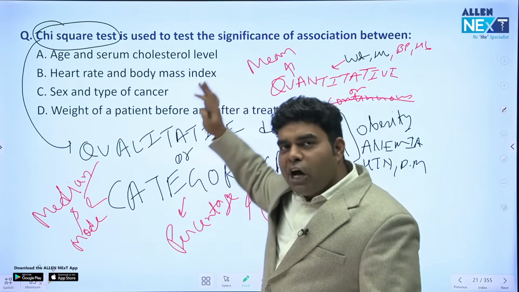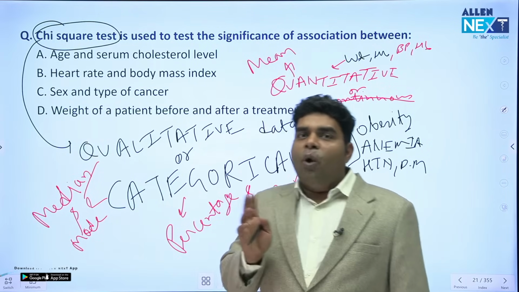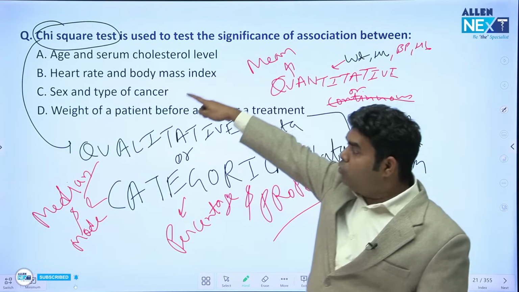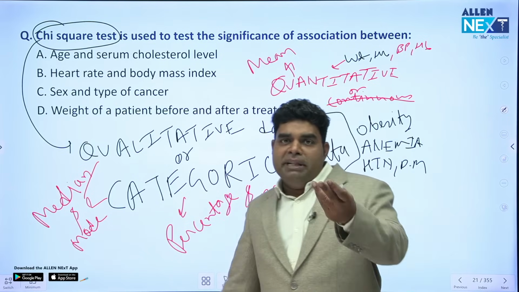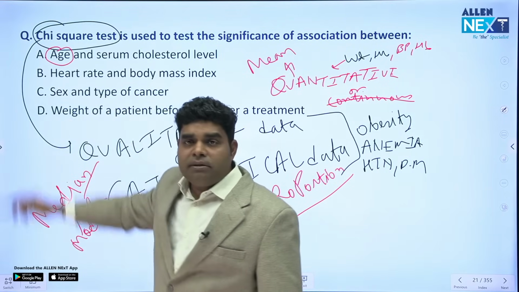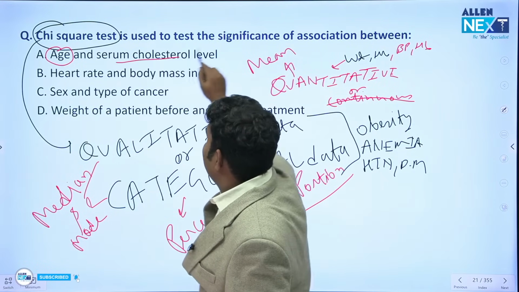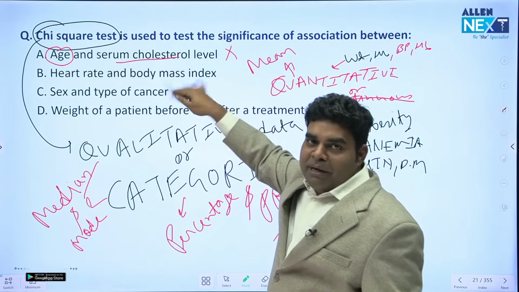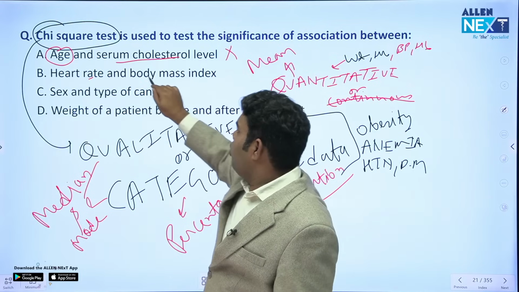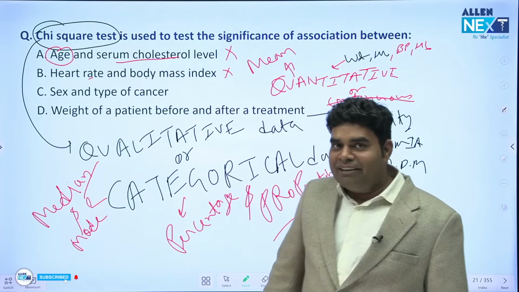So you just have to look at these four options and find out which one is categorical or qualitative data, that will be the answer. You just have to find out which one is qualitative, that will be the answer. So let's see. Age, can you measure age? Yes, I am measuring it every time. Serum cholesterol we can measure. So it cannot be qualitative, it is quantitative, we can measure it. Heart rate, body mass index we can measure. That is also quantitative.